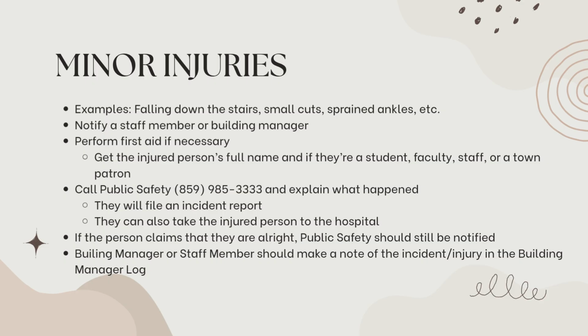You will want to notify a staff member or a building manager, and you would want to perform first aid if necessary. You would like to get the injured person's full name and if they're a student, faculty, staff, or a town patron. You will then call public safety and explain what happened. They will file their own incident report and they can also take the injured person to the hospital. If the person claims that they are all right, safety should still be notified. Building manager or staff member should make a note of the incident or injury in the building manager log.